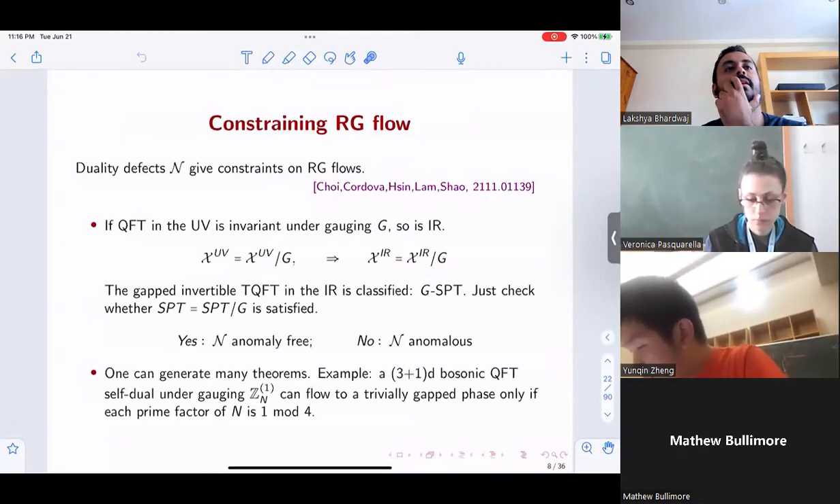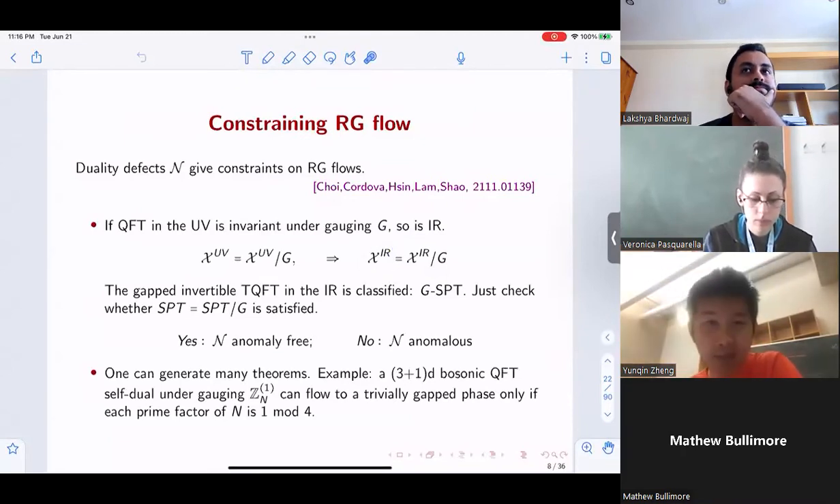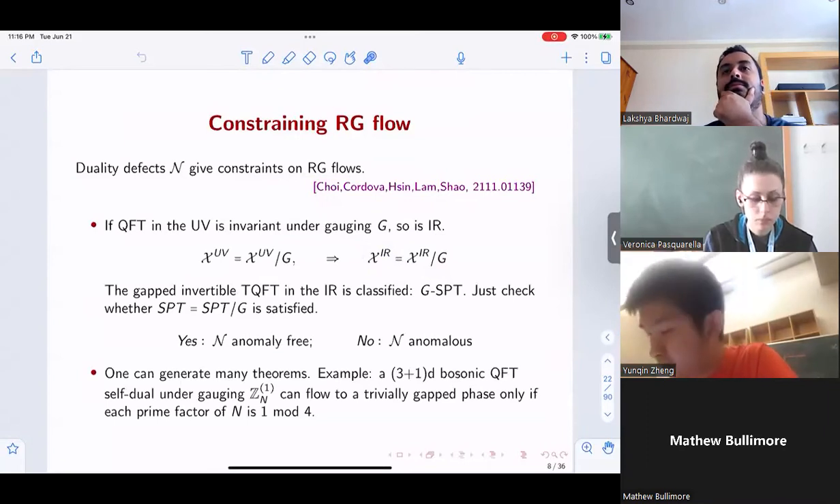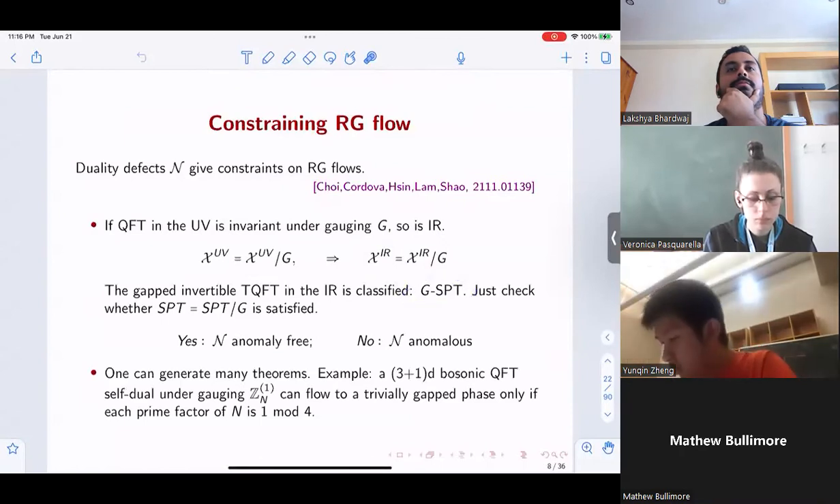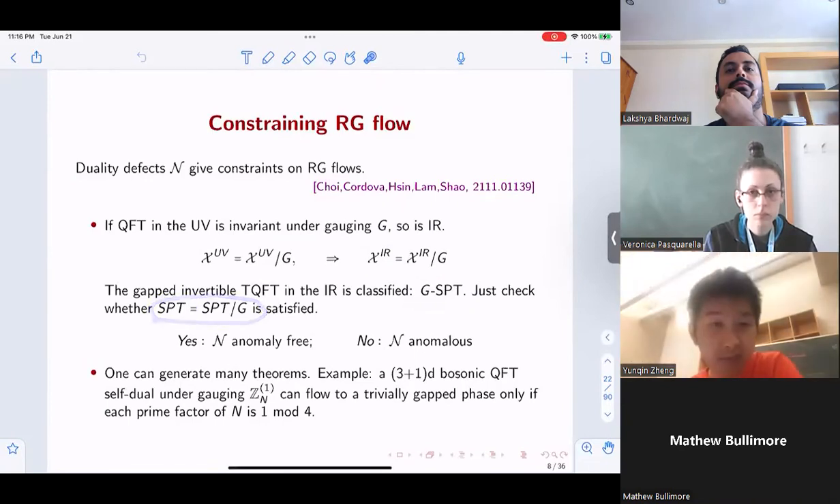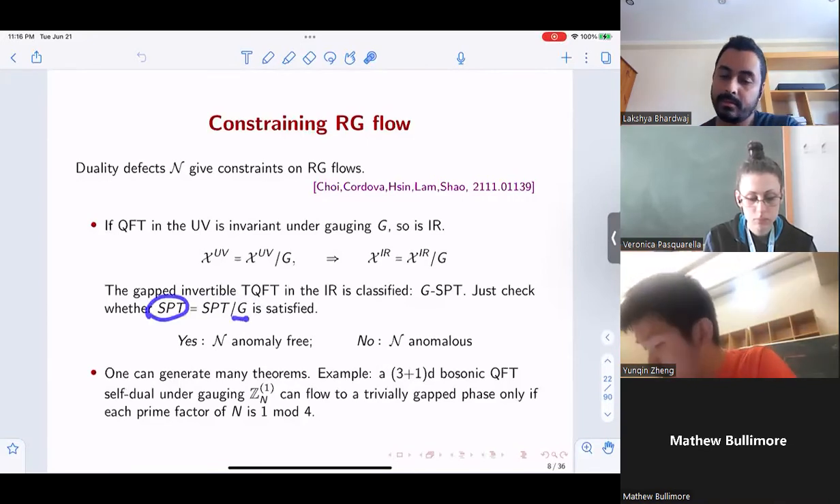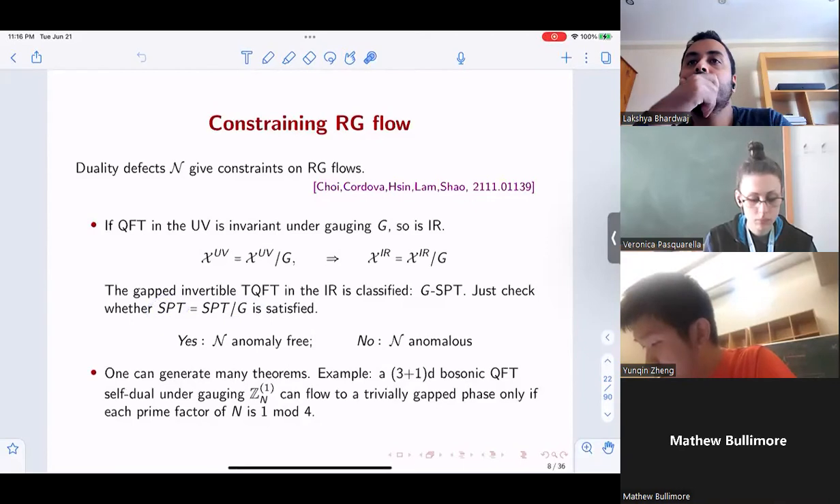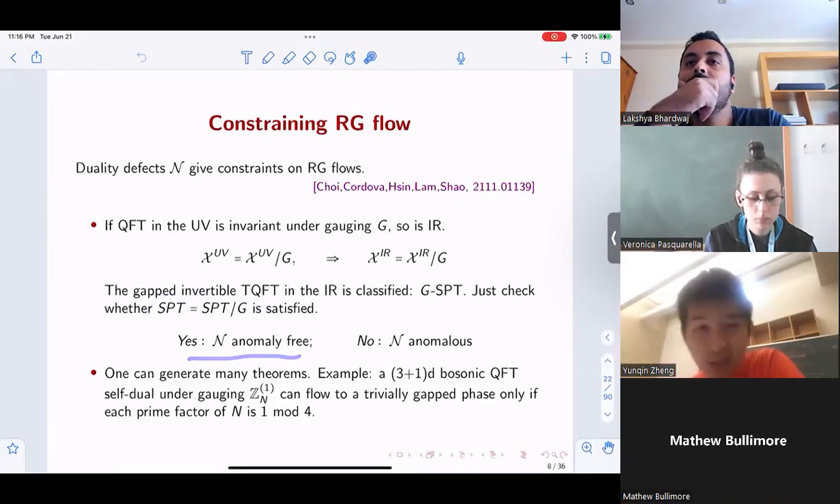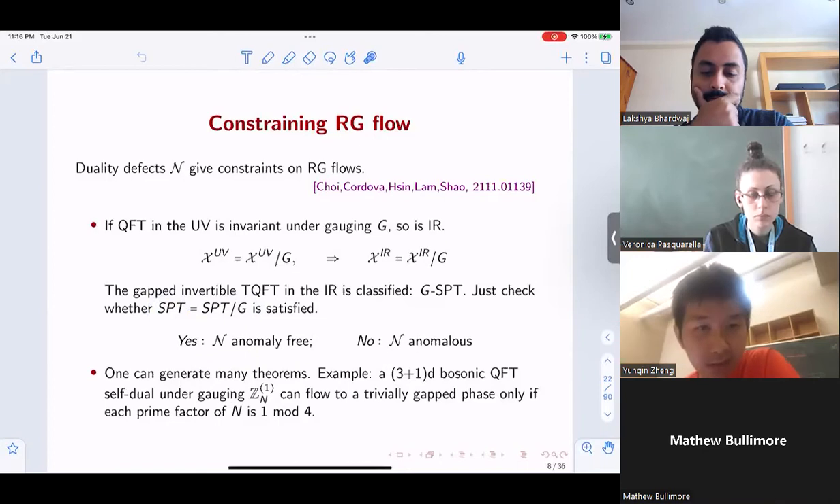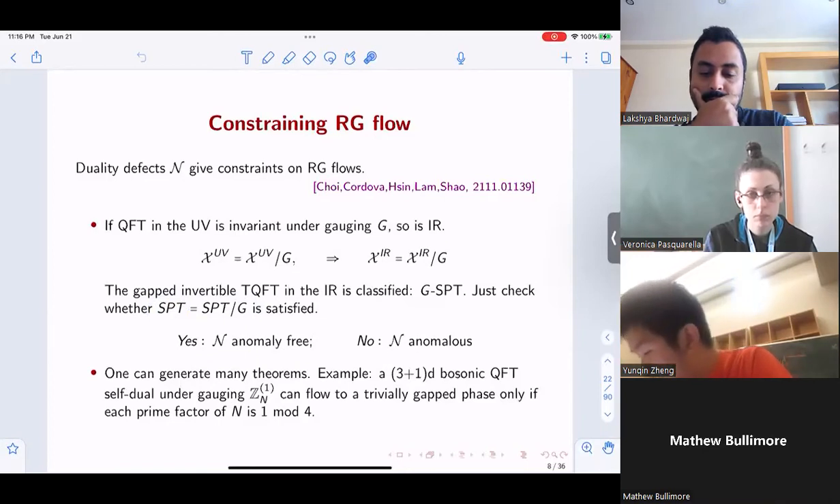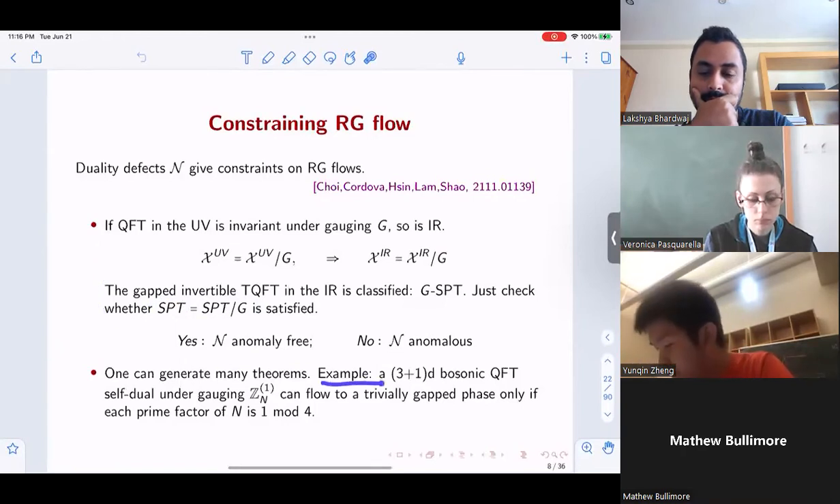And moreover, because the IR theory can be classified, especially in the case when the IR theory is invertible, is classified by the G-SPT, we can just plug in the classified SPTs and check whether this equation is satisfied. If this condition is satisfied, namely the SPT is invariant under gauging G, then it means that this duality symmetry is anomaly free. Otherwise, it's anomalous. So one can use this idea to generate many theorems, and here is the one.